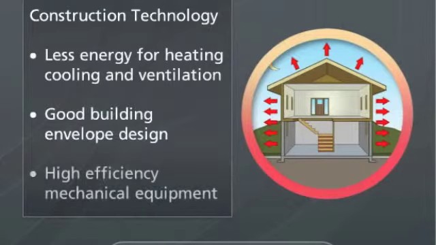In some cases, heating, cooling, and ventilation systems can be integrated into one piece of equipment for the same or less energy consumption than would have been required from separate units.